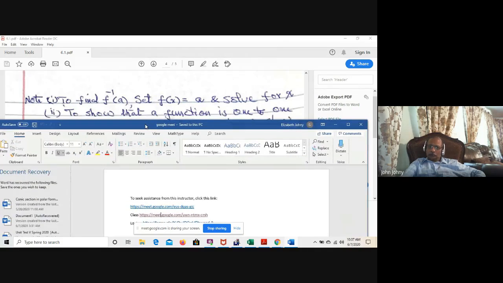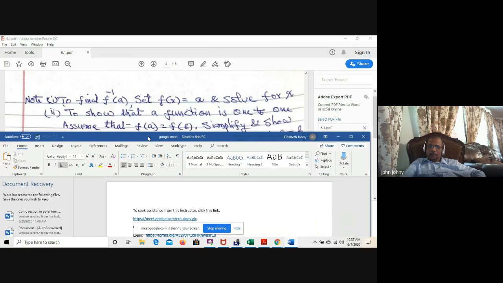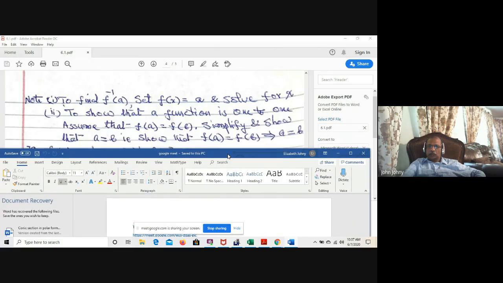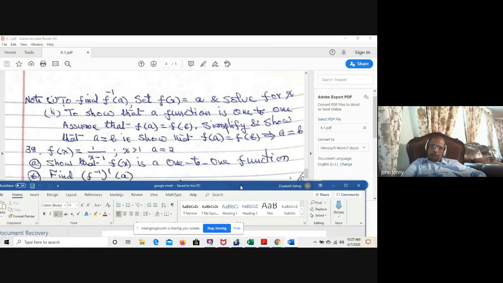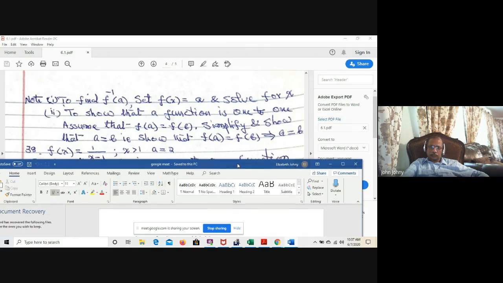Second, to show that a function is one-to-one, you just assume that f(a) is equal to f(b), simplify and show that a is equal to b. So f(a) equal to f(b) implies a is equal to b. That is another way to prove that the function is one-to-one. Of course, you may use your calculator to make sure that it is one-to-one because it passes the horizontal line test.